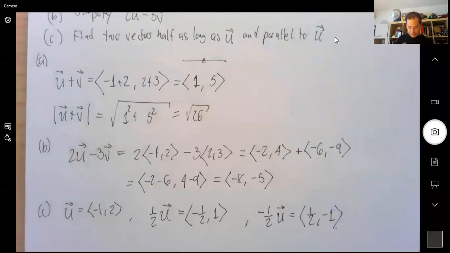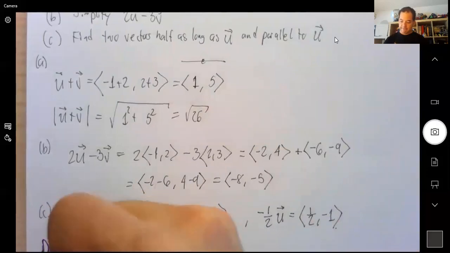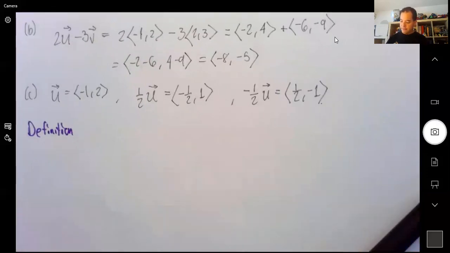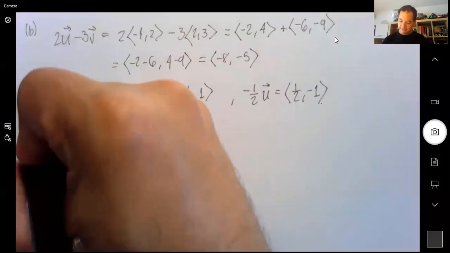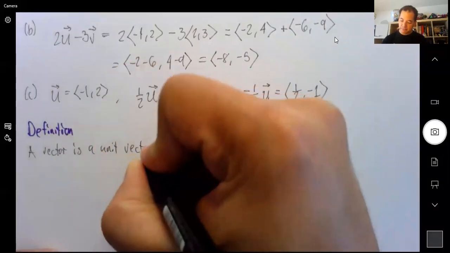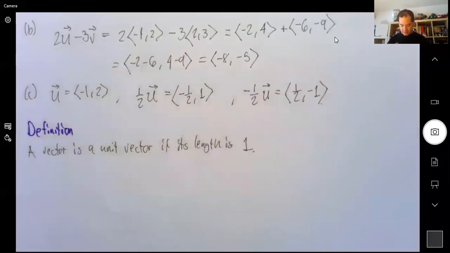So unit vectors. Definition: a vector is a unit vector if its length is 1. Well, that seems like a very, very easy definition. And then now the question is, how can we find a unit vector in the same direction of a given vector? So here's the question.